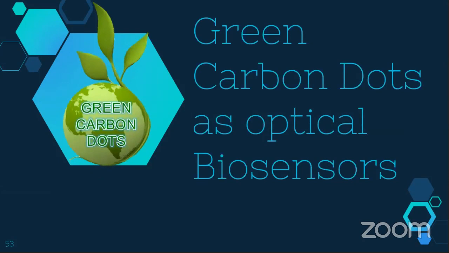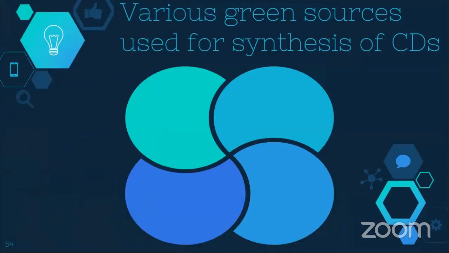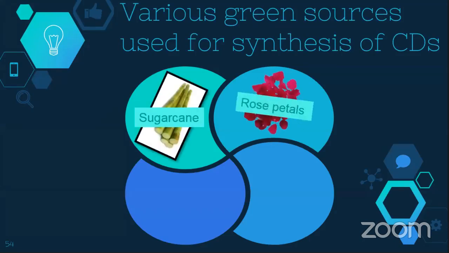So here what we did, we used various sources for the synthesis of carbon dots. So we started with sugarcane. We used sugarcane, actual sugarcane or the pulp of sugarcane, and we reduced that to a carbon dot.